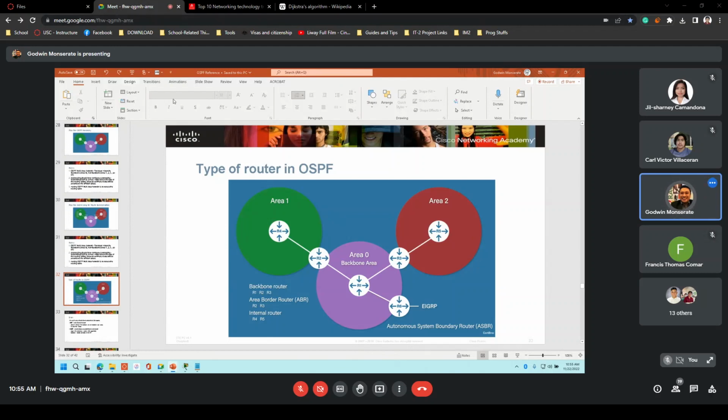If you look at the image here, you will see R6. R6 is directly connected to the backbone, not to an area. R6 is running EIGRP, and the EIGRP is connected to the Autonomous System Border Router, which is R1. So we have ASBR, ABR, and internal router. We have no problem, right? Do you have any questions?